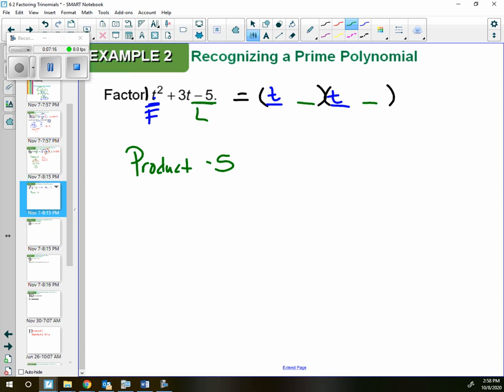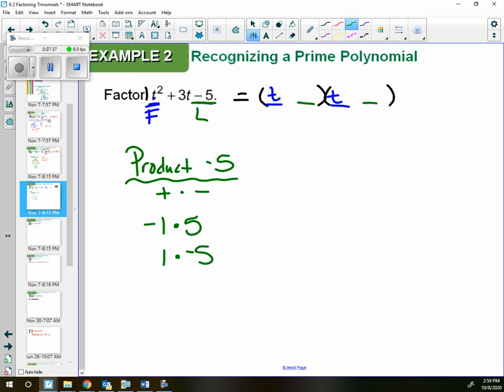Well, the only way to multiply to get a negative is if you have one positive and one negative. So the signs have to be different. And there's only one set of numbers that multiplies to 5, 1 times 5. So either this has to be negative 1 times positive 5 or positive 1 times negative 5. There are no other options. Those are literally the only things that multiply to negative 5.